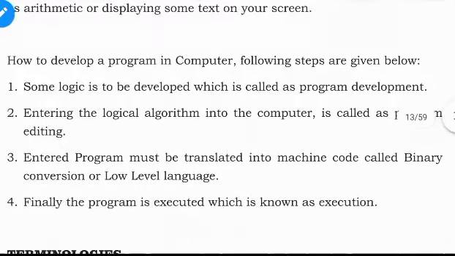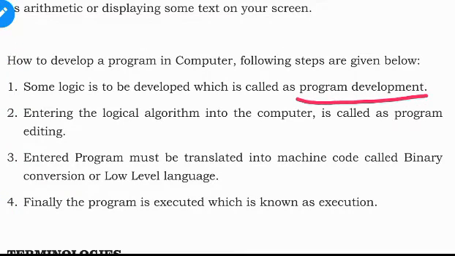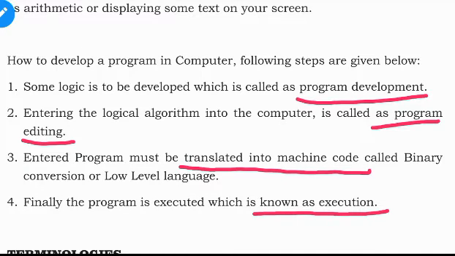What are the steps involved in programming a computer? First, program development, then program editing, then what do we have to do? Then we have to translate to the machine language, isn't it? Then finally execution. So these are the steps involved. Once again I repeat for you. First one, program development. Then program editing, second step. Third one, we have to translate to the machine code, that is binary conversion or low level language. Then finally execution. These are the 4 steps involved in programming a computer.